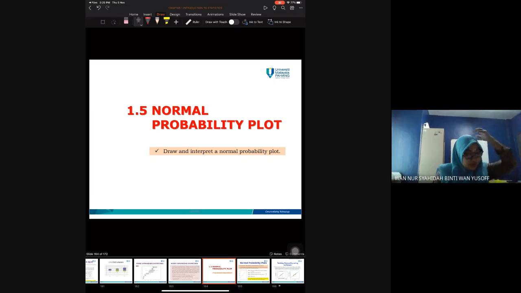Okay, so we have 1.5 here, the last subtopic for chapter 1. The normal probability plot is the easiest method to check whether the data is normal or not. Why do we have to check whether the data is normal or not? Because some of the methods are only for normal data. If the data is not normal, we cannot use those methods. We have to go to the non-parametric method.